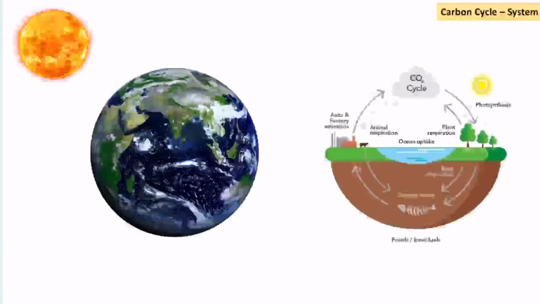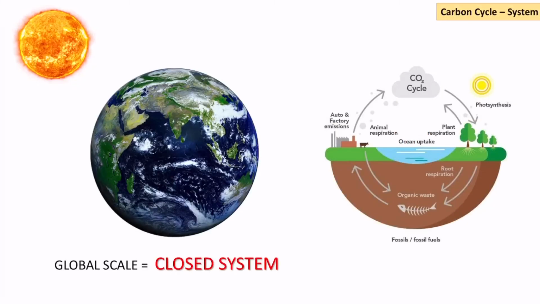A quick recap. The carbon cycle is like the water cycle, and at a global scale it is a closed system. Energy can pass through the boundary of the system, but nothing else. That means energy from the sun will affect what's going on in the global carbon system, but we're not going to lose any carbon out into space.